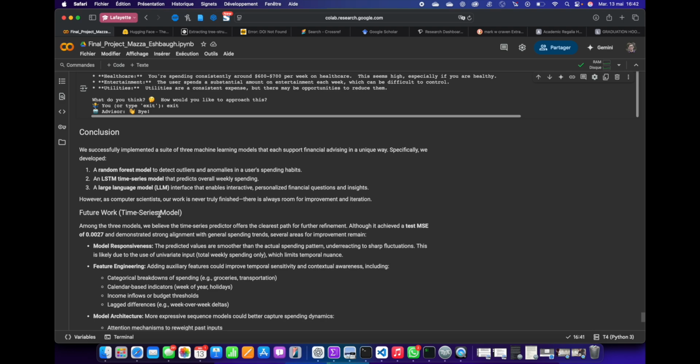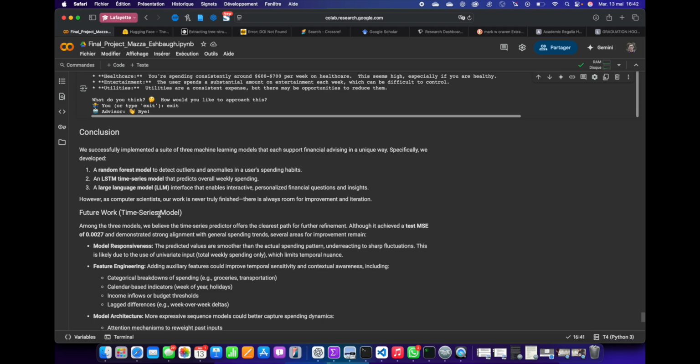We did successfully implement a suite of 3 machine learning models, and each supports financial advising in a unique way, right? We developed the random forest model that we talked about earlier, detecting outliers and anomalies in user spending habits. We did the LSTM time series model, right? And then you saw the large language model.